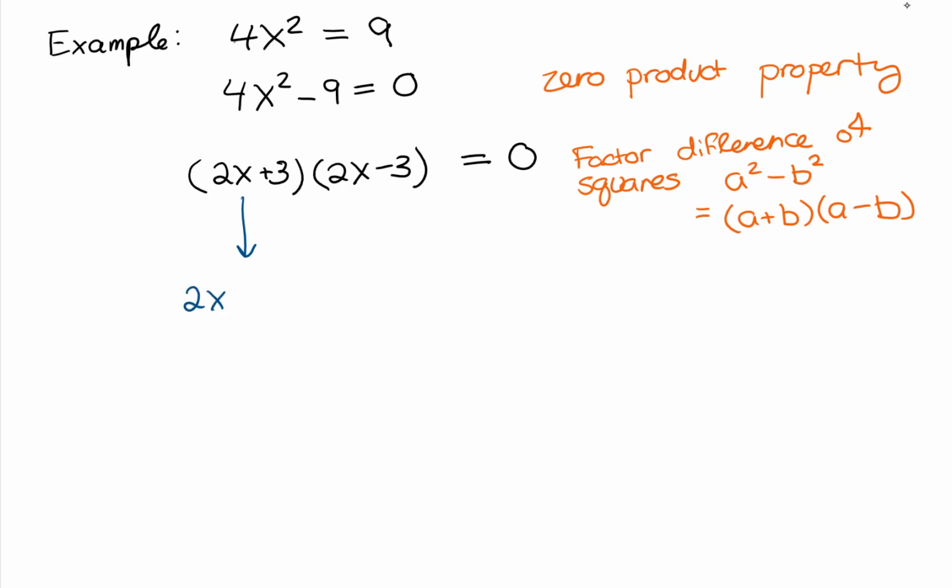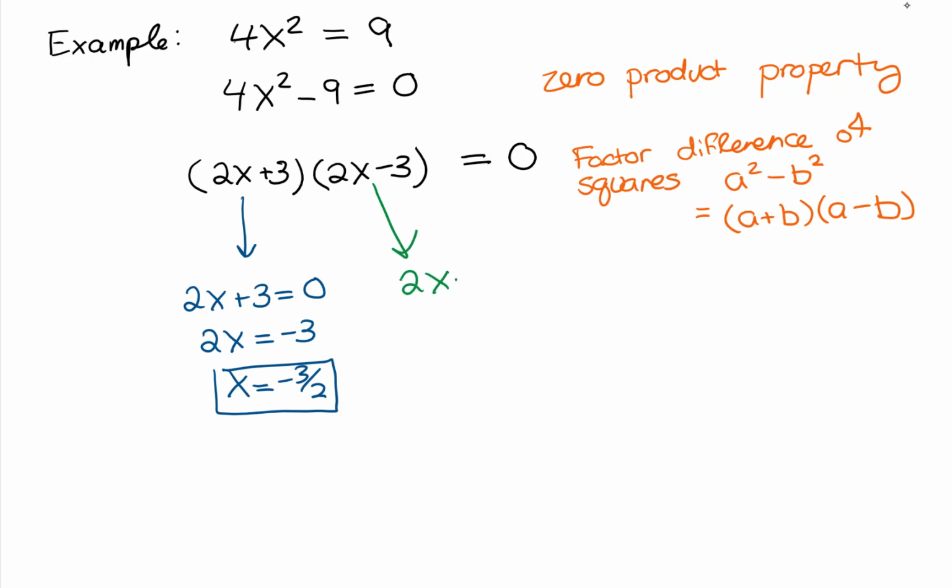So first I'm going to say either 2x plus 3 is equal to 0, and I'm going to solve this. That means that 2x is equal to minus 3, which means x is minus 3 over 2. That's looking at the first factor. And secondly, we look at when 2x minus 3 is equal to 0. That's when 2x is equal to 3, and that means x is equal to 3 over 2. So in this question, we get two answers once again.